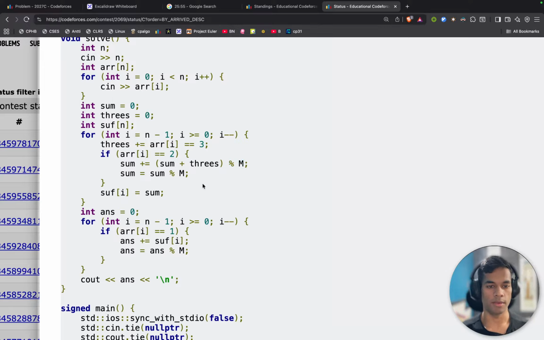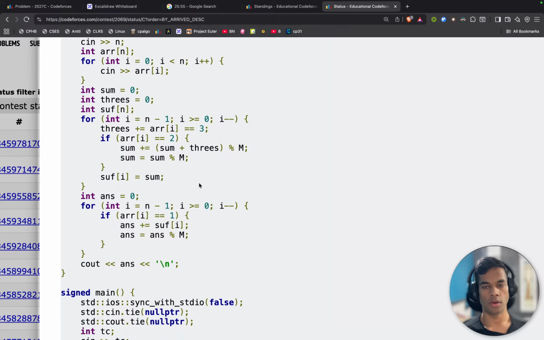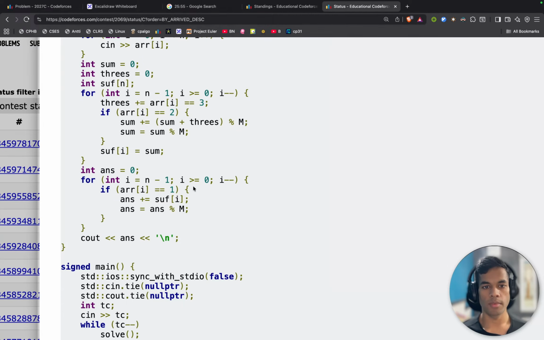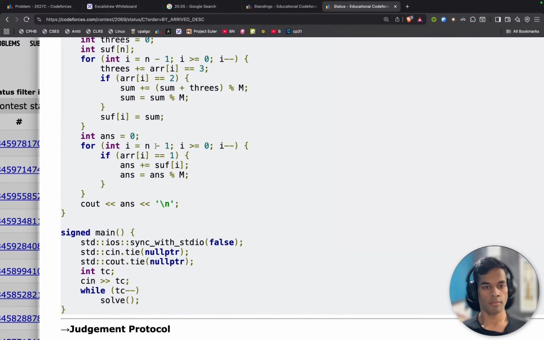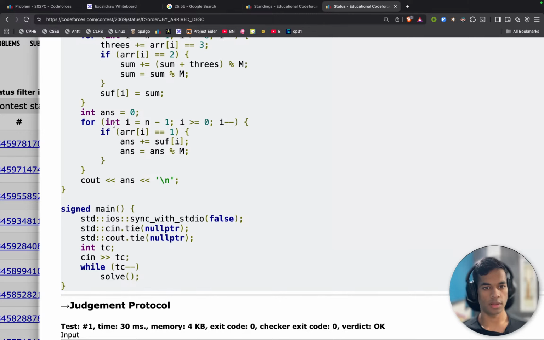Okay, makes sense. Then suffix[i] equals sum. And then answer equals 0, and then for int i, you are again going from the end.